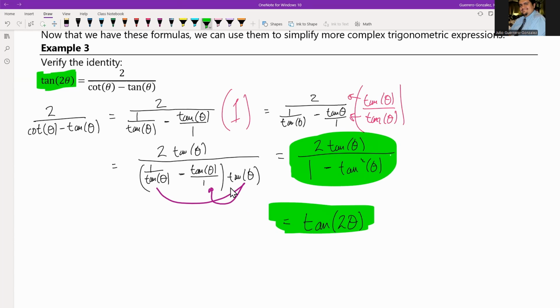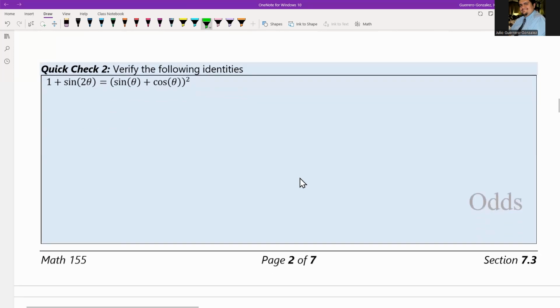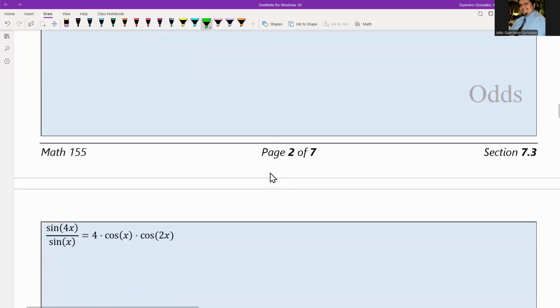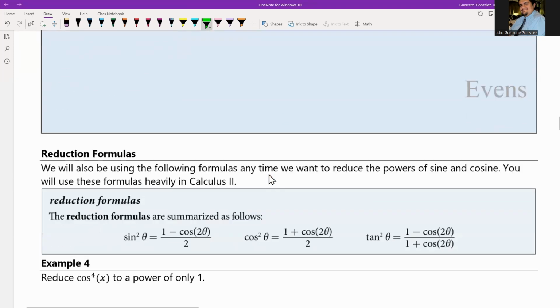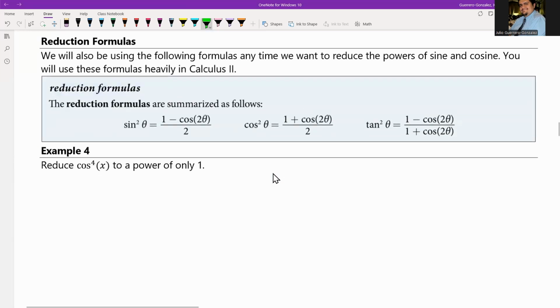All right. What I got next is a couple more quick checks. I'm going to have you guys proving some stuff. Reduction formulas. Okay. This is used a lot in Calc 2. This is one of the things that when you get to Calc 2, you're going to need to have sort of like on the tip of your tongue. Okay. They will make you use it like crazy. And the purpose for it is this.